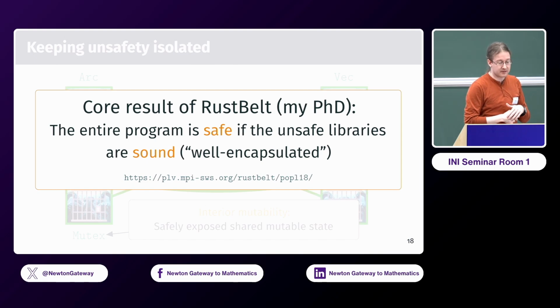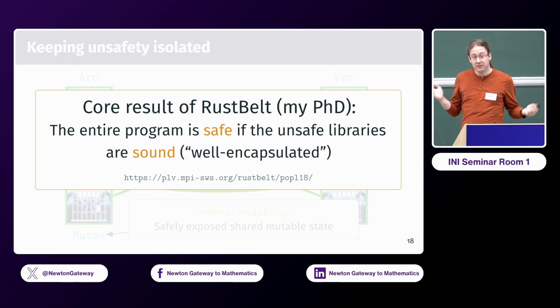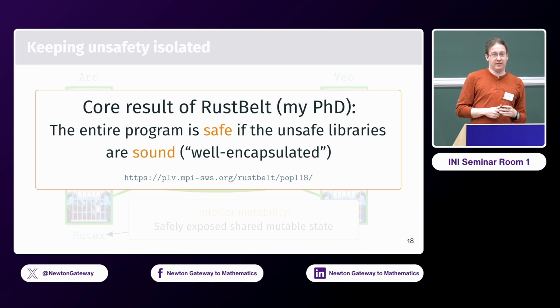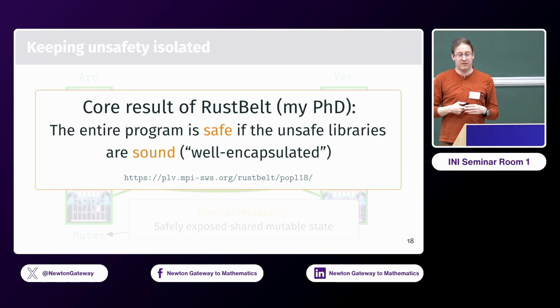So one of the core results of my PhD as part of this RustBelt project was to formally prove this claim, at least on a somewhat idealistic model of Rust, that if the unsafe libraries are what we call sound, so basically well encapsulated, then the entire program is indeed safe. So memory safety isn't just for completely unsafe-free programs, it is also for programs that contain unsafe code in this carefully managed way.